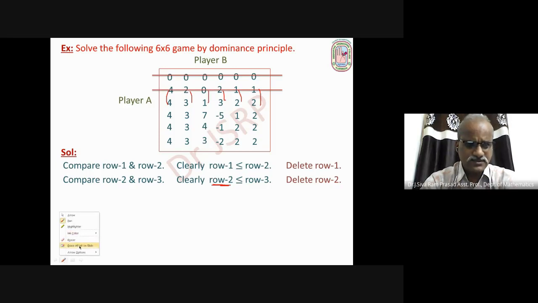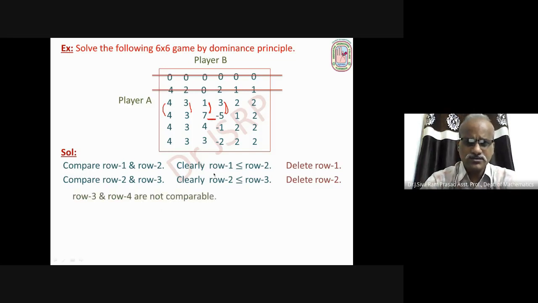Next, compare row 3 and row 4. Okay. Here 4 equal to 4, 3 equal to 3, 1 less than 7, but 3 greater than minus 5. So here 1 less than 7, here 3 greater than minus 5. So we have two different inequalities. Therefore, row 3 and row 4 are not comparable.